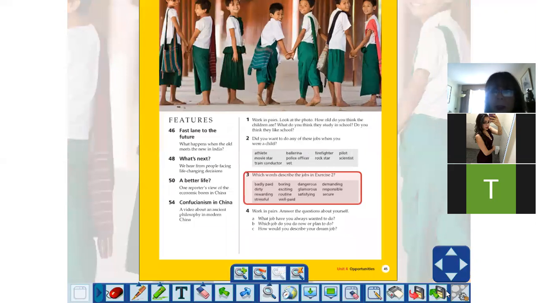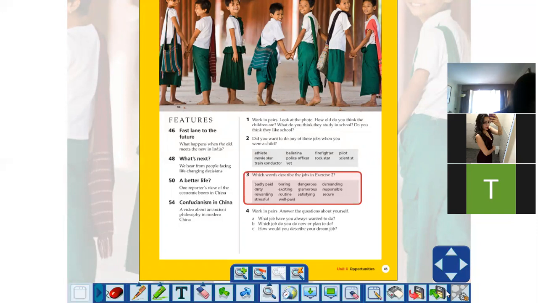Work in pairs. Look at the photo. It says, how old do you think the children are? What do you think they study in school? Do you think they like school? Yeah, look at the picture. Pay attention to the picture. The picture is very beautiful.